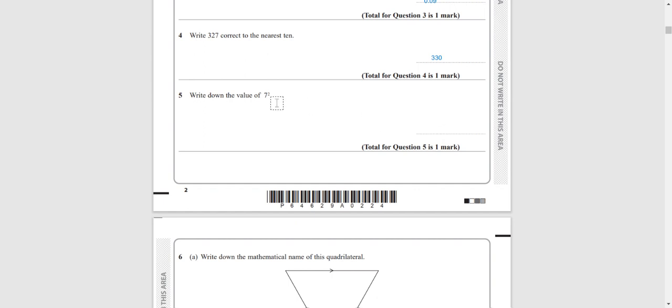This question here, I've got 7 to the power of 2, which is 7 times 7. 7 times 7 is 49. Also, this can be read as 7 squared. 7 squared is 49. So that's my answer.